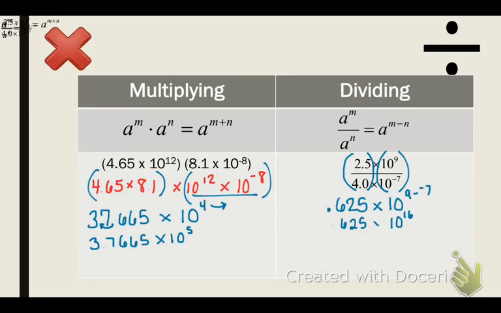So again, it's almost in scientific notation, but I need to shift my decimal point 1 to the right to make it 6.25. And by doing that, I have to shift my exponent 1 to the left to make it 10 to the 15th, one smaller.